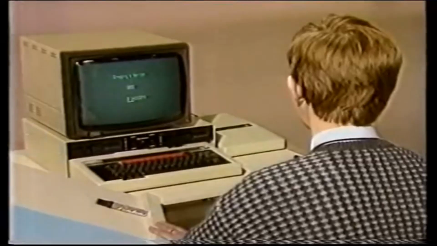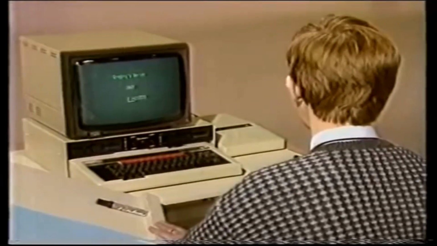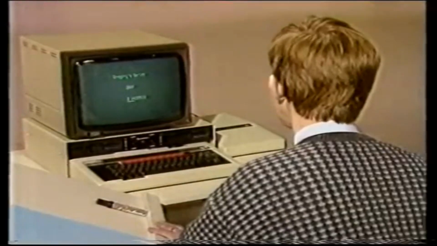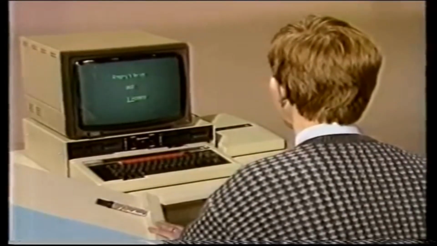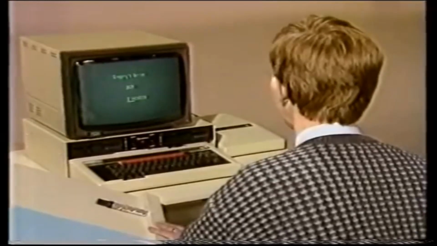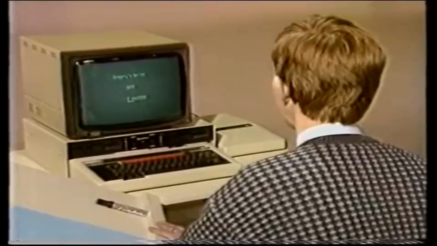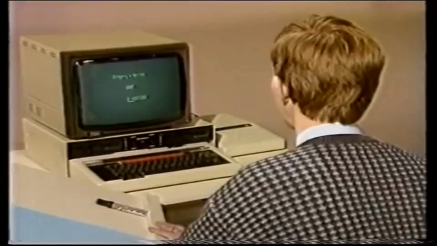So let's see how Phil's computer is getting on with calculating pi using Gregory's series. Not very well, I'm afraid. We've added up nearly 2,000 terms, and we've only got 2 decimal places correct. So, although this series converges, it converges very slowly. We can use Gregory's series for tan to the minus 1 of x, but if we want it to converge faster, then we'll have to use a smaller value of x, smaller than 1.